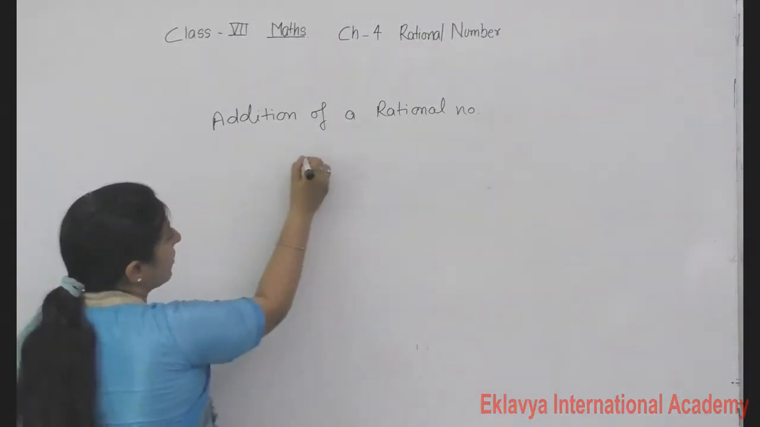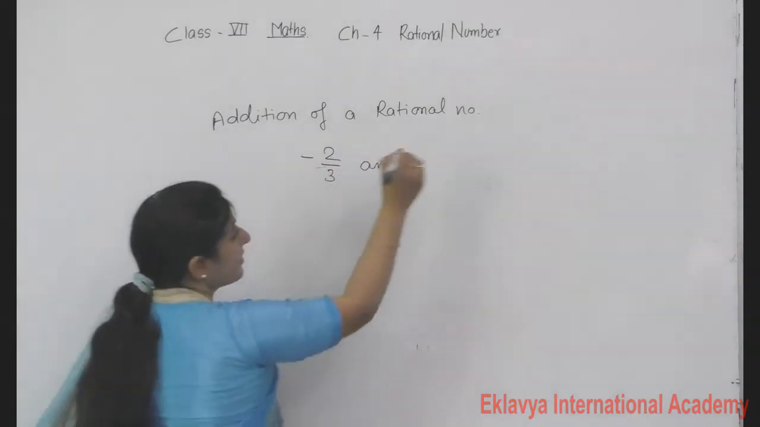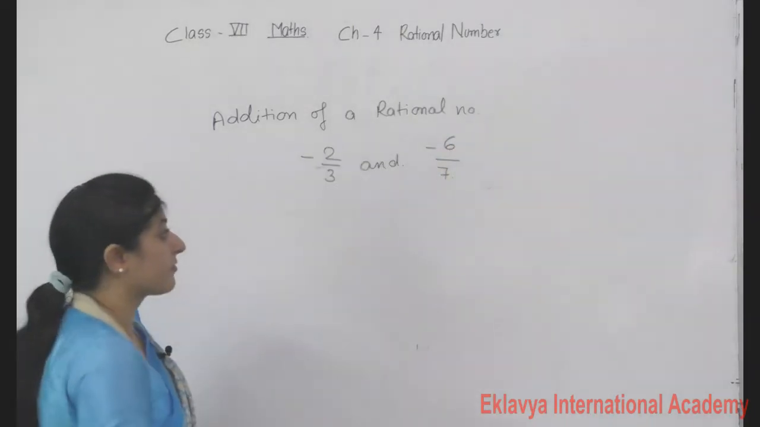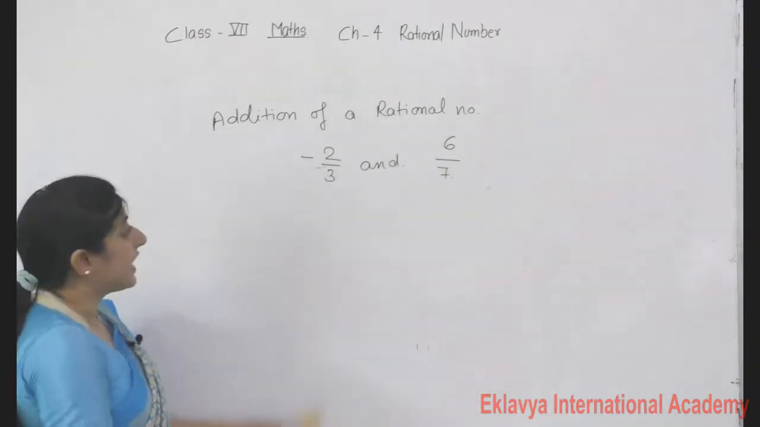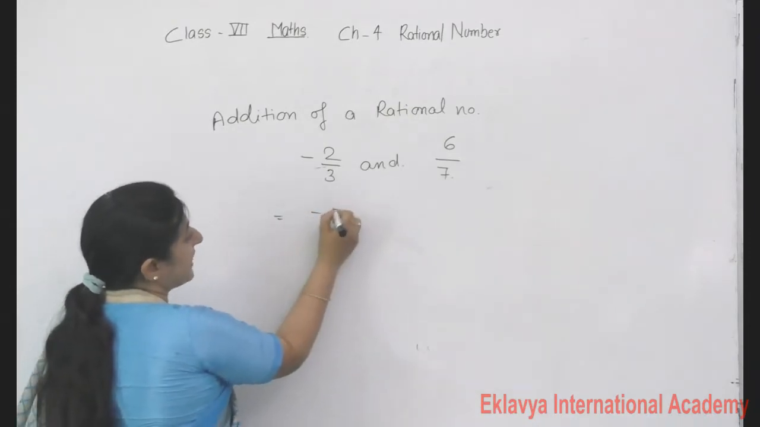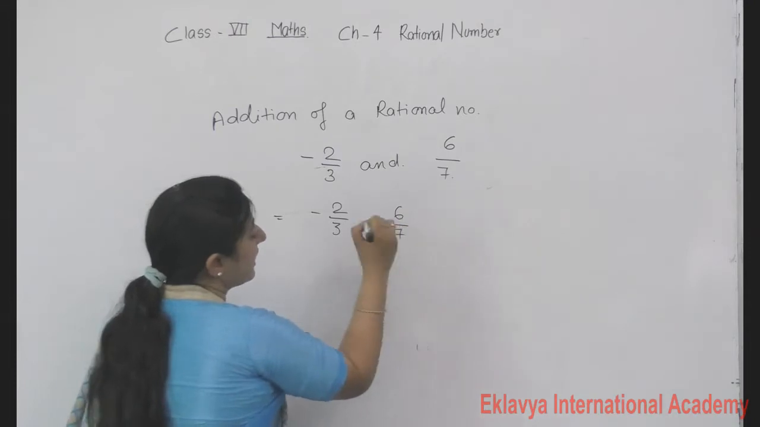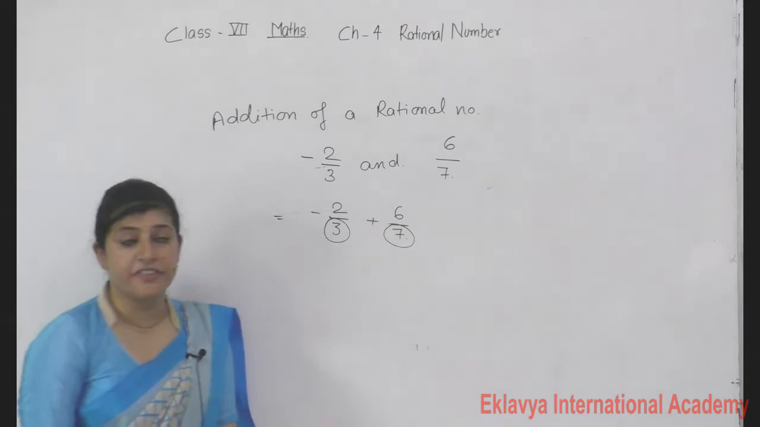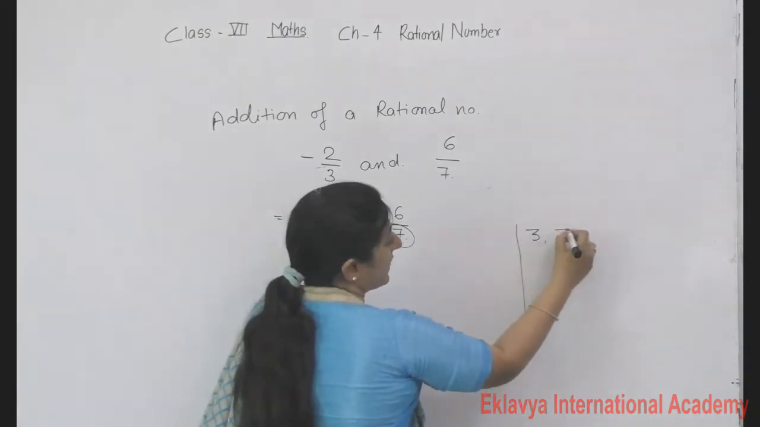Suppose I want to add minus 2 by 3 and minus 6 by 7. First we take positive 6 by 7. Then how to add these two rational numbers? Firstly we write down minus 2 by 3 plus 6 by 7. If you see, their denominators are different. Denominators are different, it means firstly we have to take the LCM.